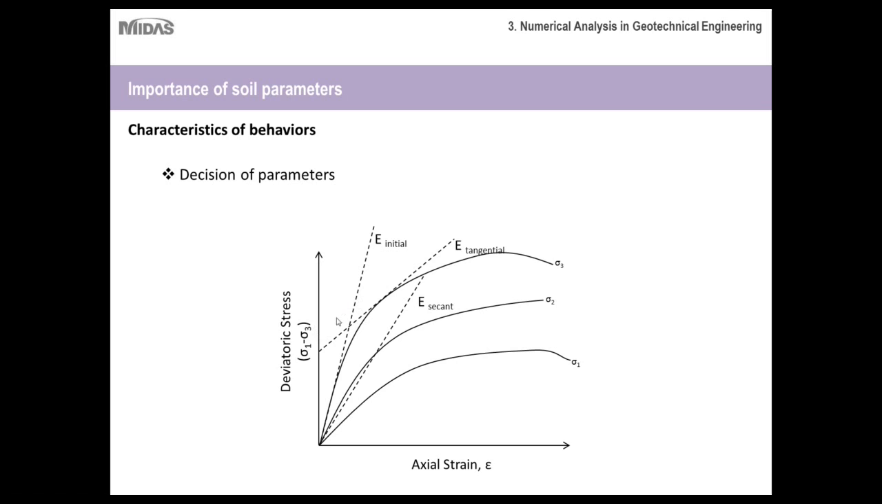For example, if you're doing a very conservative type project, where project cost wouldn't be harmed by an over-conservative design, then you could use, for example, your E initial. But if you're running a project where a more detailed or a more accurate analysis would be required, then you could use E tangential or E secant. So it's really up to the engineer's discretion.